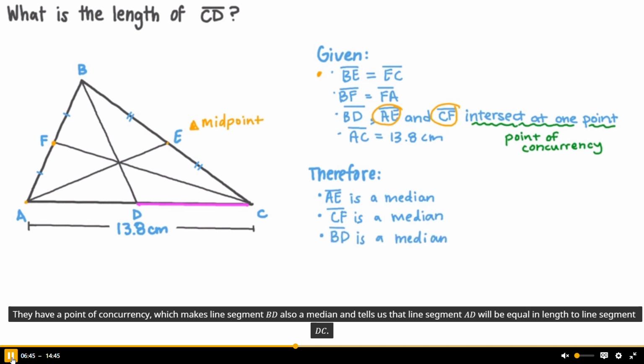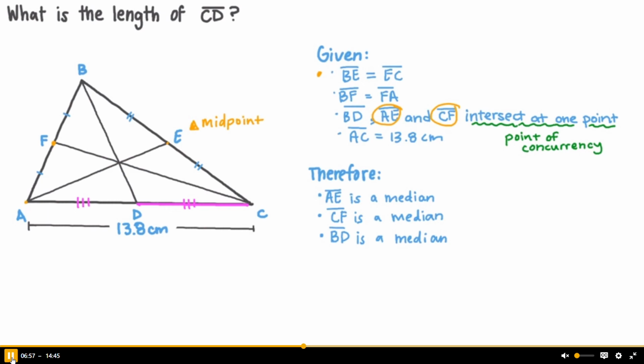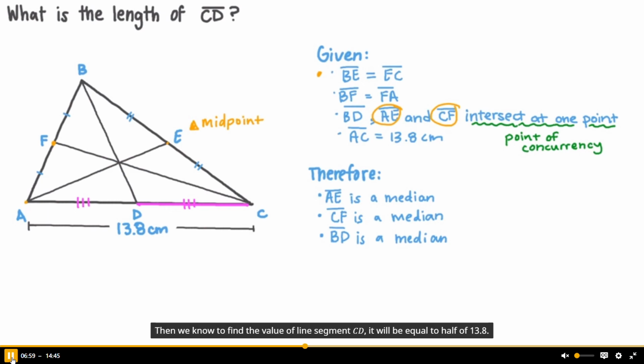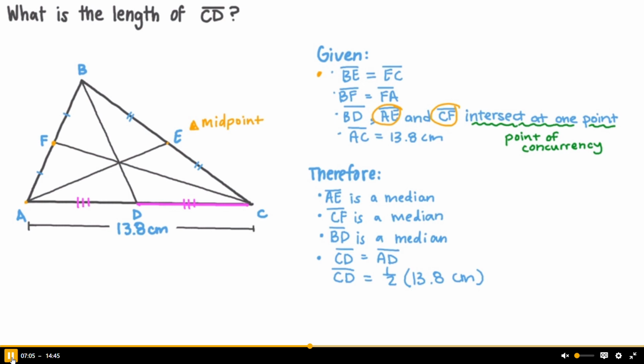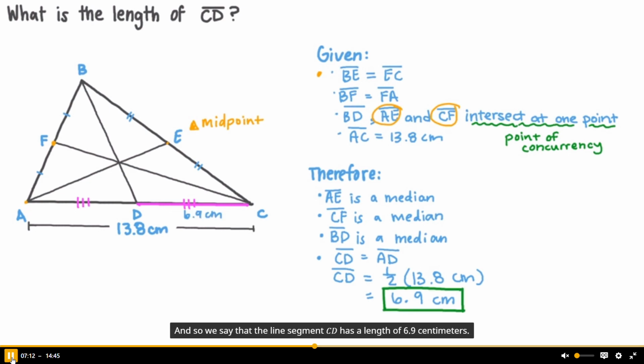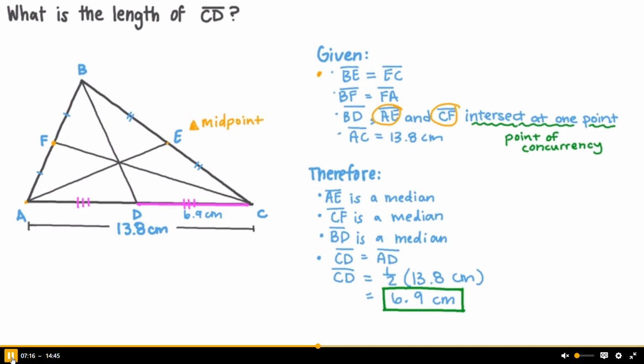They have the point of concurrency, which makes the line segment PD also a median and tells us that the line segment AD will be equal to the length of the line segment DC. Then, to find the value of the line segment CD, it will be equal to half of 13.8. Then CD equals 6.9 centimeters. And so we say that the line segment CD has the length of 6.9 centimeters.